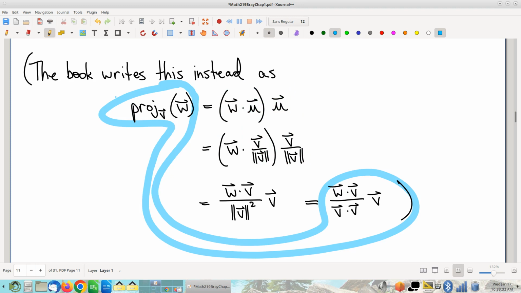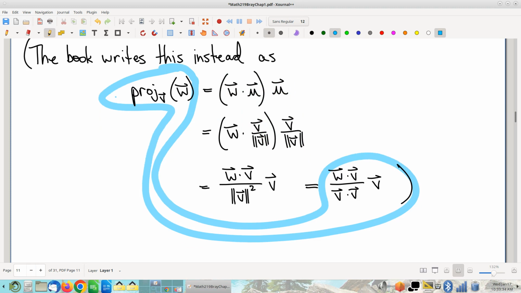Alternative formula for projection. Now, if what you're interested in is plugging and chugging, right? If you're interested in arithmetic, this is arguably better because everything is right there. You take the W, you take the V, you put them there, and then you start to plug and chug, right? So computationally, yeah, this has an advantage. Again, that's not what we're here for, right?